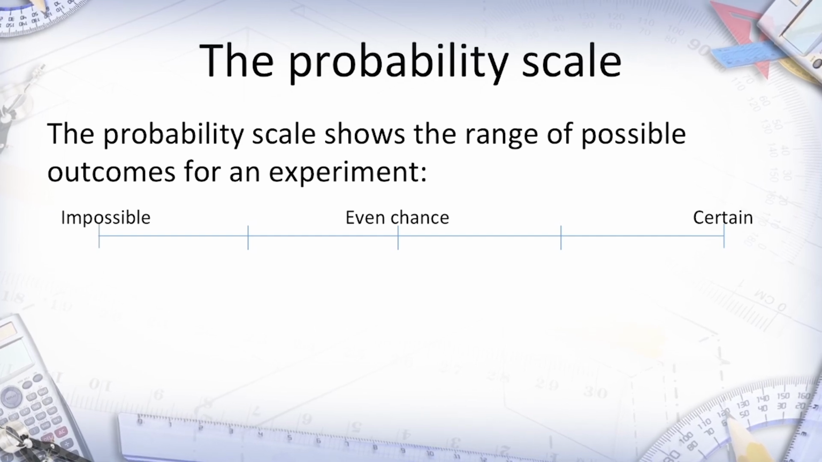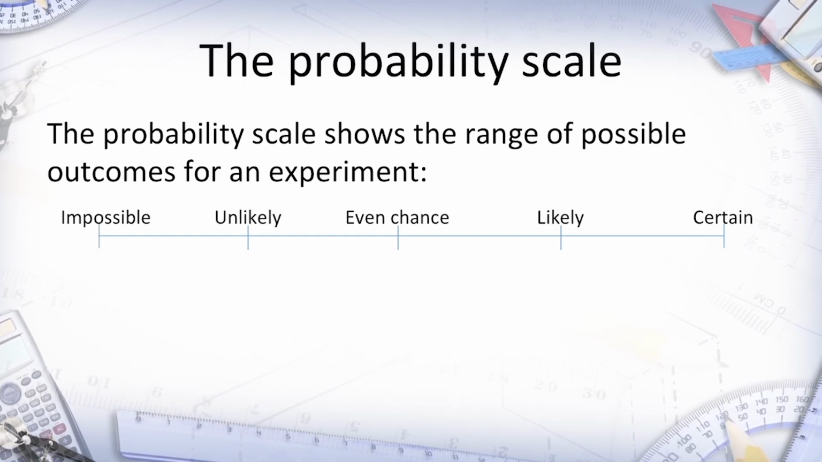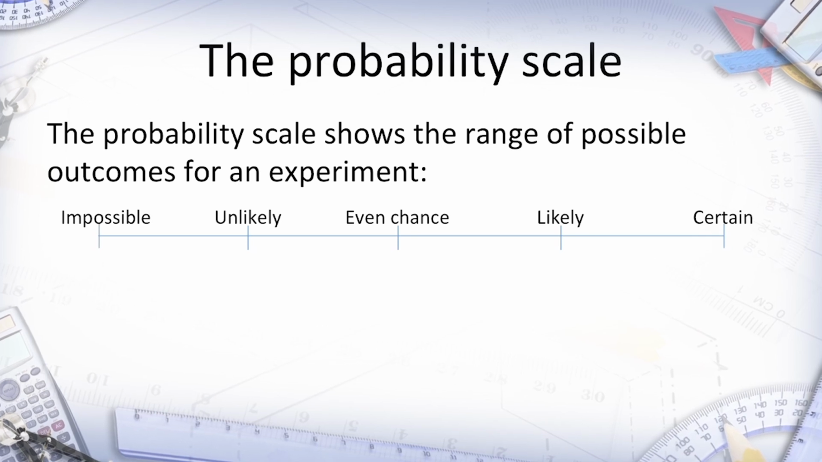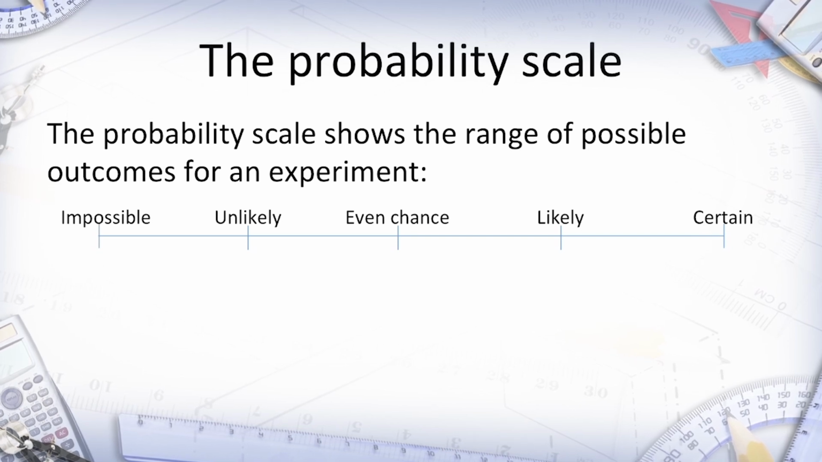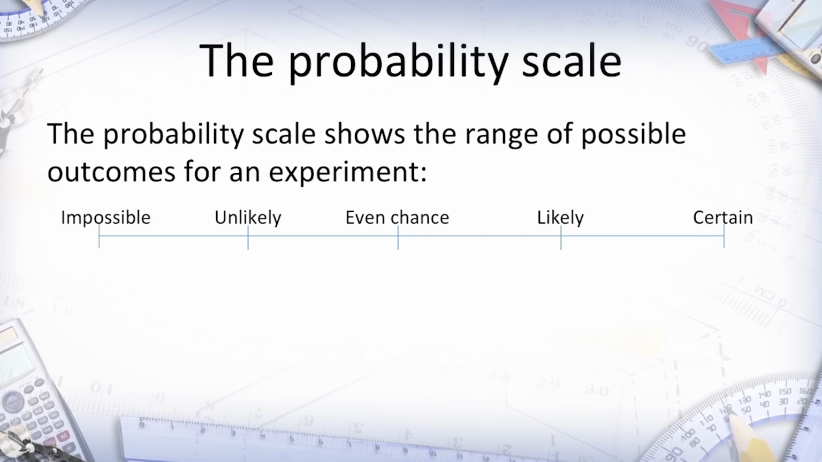Two other words we often use would be unlikely, which would be between impossible and even chance, and likely, which is between even chance and certain. And they're the 5 main words we would use to describe a probability.